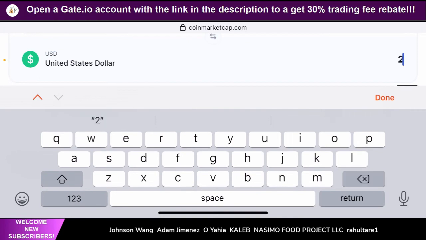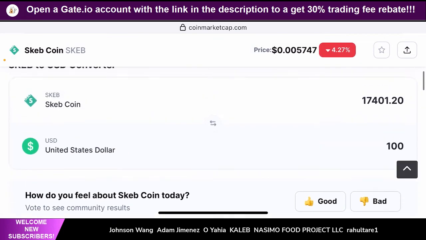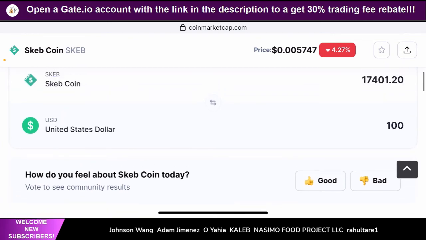For the degen move, again, I suggest you put no more than $100. Again, $100 may be a lot of money for a lot of people. Yes, it is, and at the same time, it could be easy to lose this money as well. But if you're willing to put in, let's say, $100 onto this token, at this price point, you'll get 17,400 tokens, quite a bit of tokens.